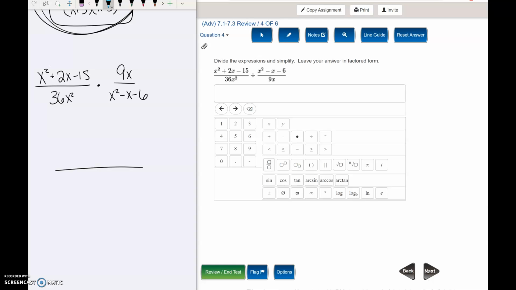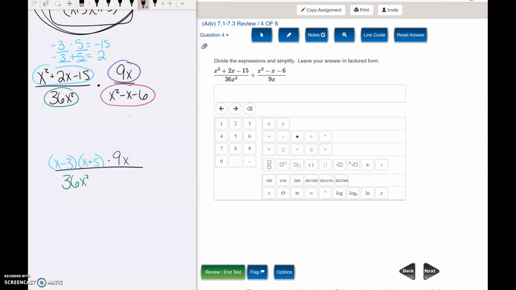So if I factor this first part, x squared plus 2x minus 15, looking for two numbers that multiply to give me negative 15 and add up to 2. That would be negative 3 and 5. So x minus 3, x plus 5. On the right numerator, we have times 9x. Bottom left, we have 36x squared.